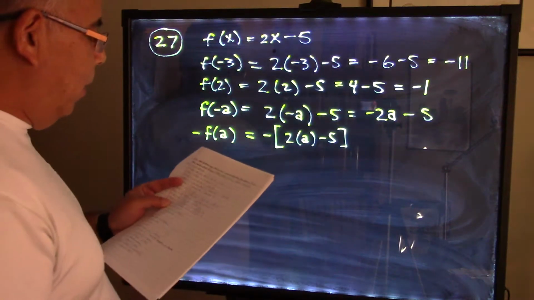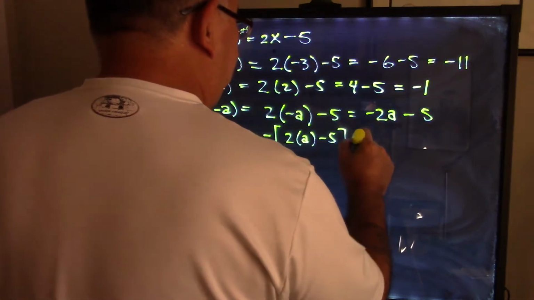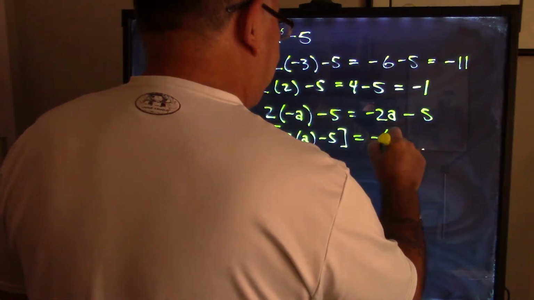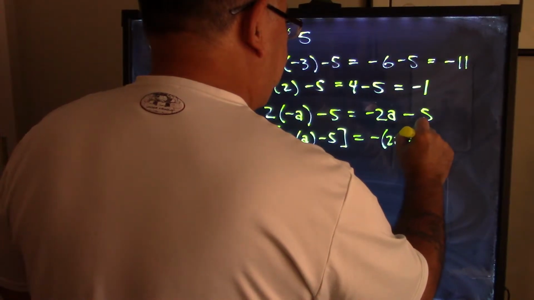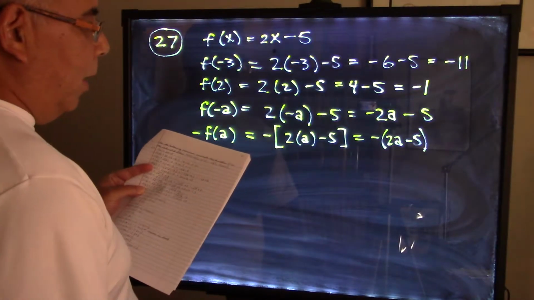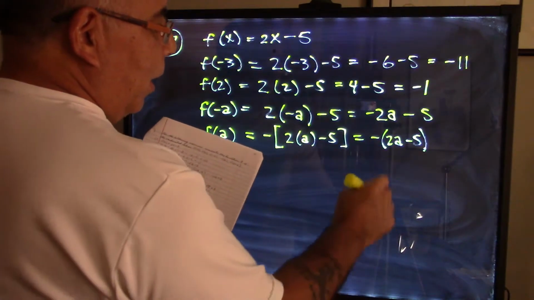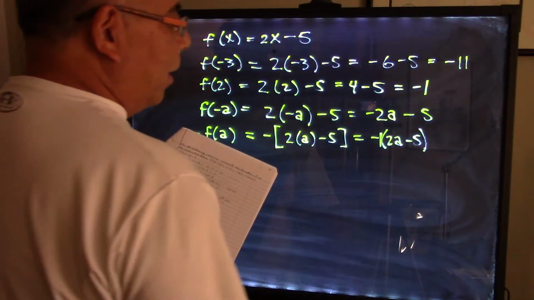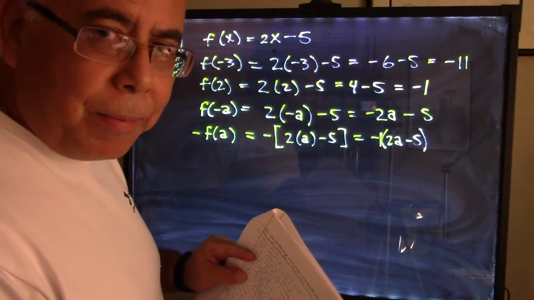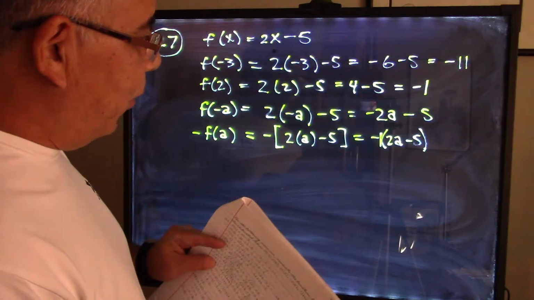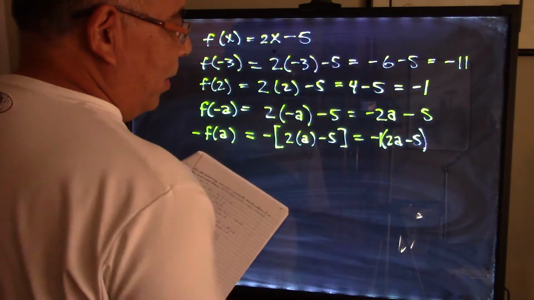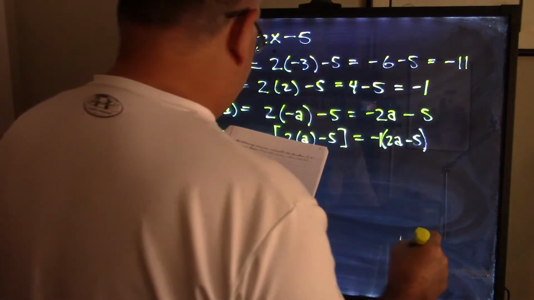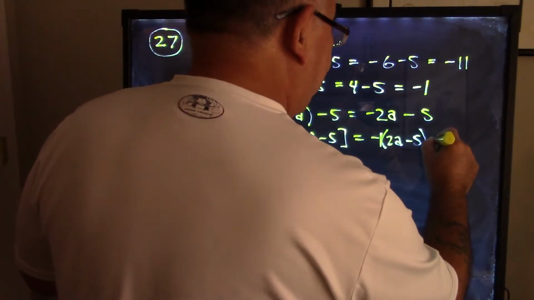All right. This is simplify what's inside. That's just 2a minus 5, so that's minus, here I'll use parentheses, 2a minus 5. And then distribute that negative sign through. If you want, you can think of that as a negative 1 times everything in there instead of just a minus sign. That's perfectly fine. Negative 1 times 2a is negative 2a. Negative 1 times negative 5 is positive 5. So you get negative 2a plus 5.